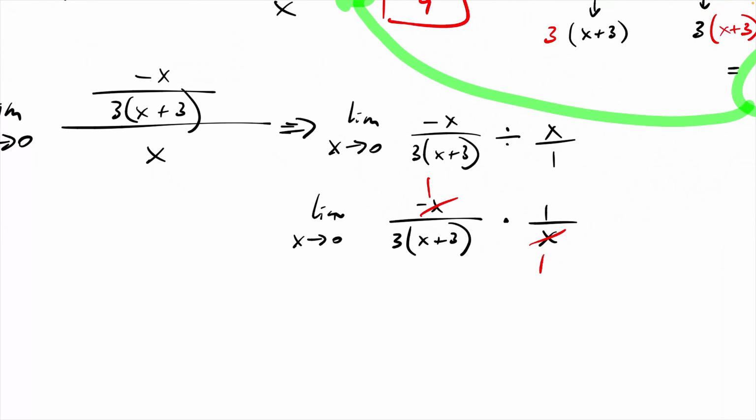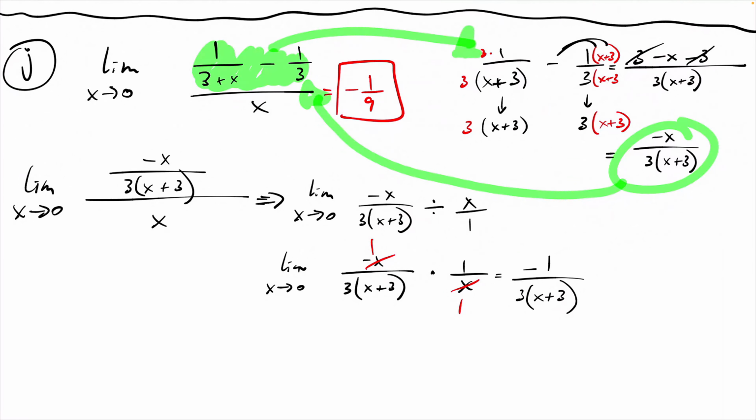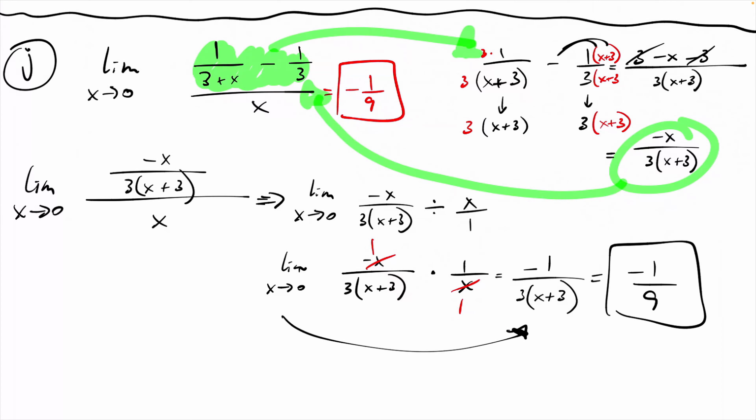These guys cancel or simplify. You get negative 1 over 3x plus 3. Now we can finally plug in and we won't get 0 over 0. Okay, that's it.